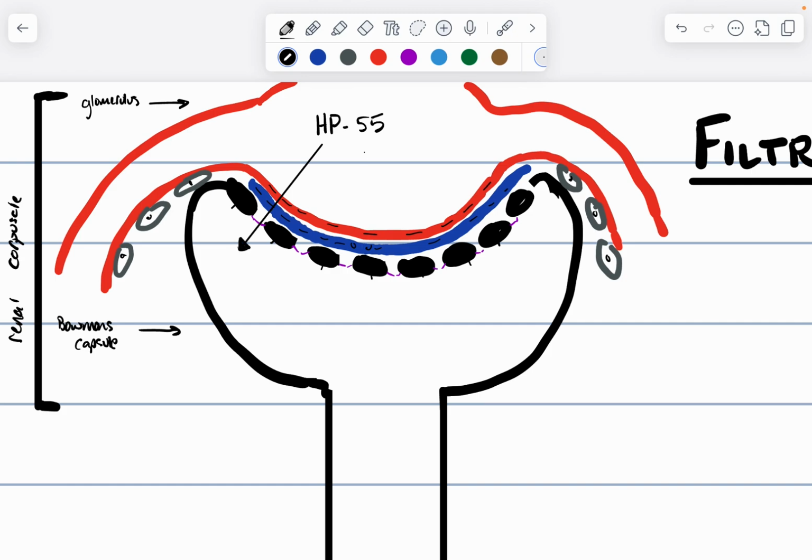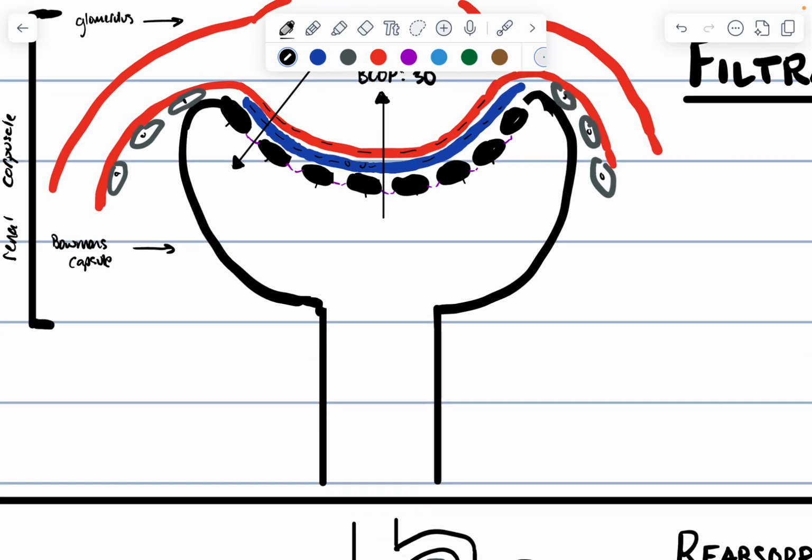We're going to have a Bowman's capsule pressure, or a cup pressure, and that's going to be going in. That one's going to be roughly 30, 28, around there. These are in millimeters of mercury, I believe. We're also going to have another hydrostatic pressure here. That one's roughly 15. And then we're also going to have a pressure on the outside here.